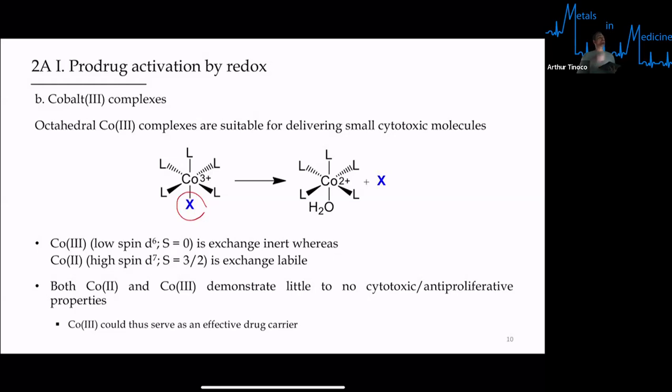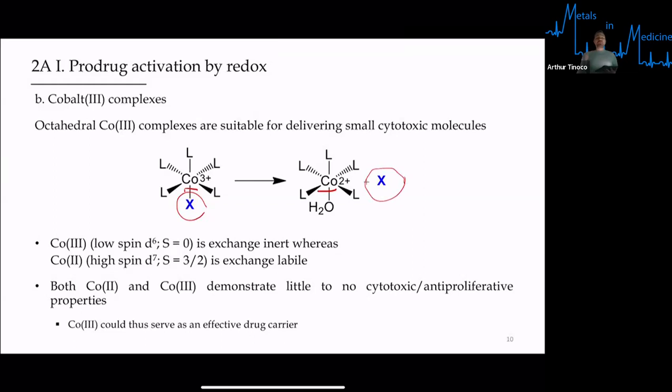And so the idea is that the metal gets reduced from cobalt-3 to cobalt-2, and now you have a different electron configuration where you can have a high spin d7, and you also now have something that is paramagnetic, but in terms of what's more relevant here, it has ligand exchange lability. And that results in the release of ligand X.